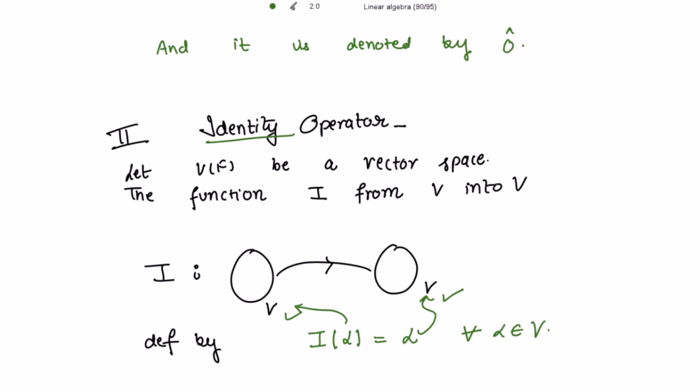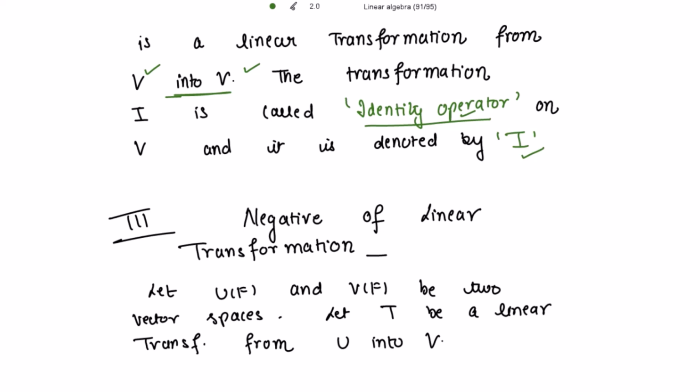But here we have defined the identity operator. That means the vector spaces should be the same. The transformation is from V into itself. So please remember this. The third one is the negative of a linear transformation.